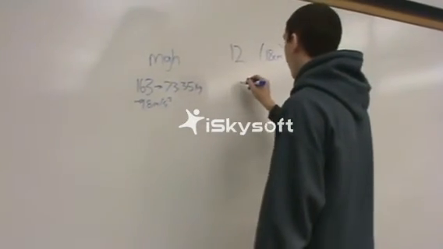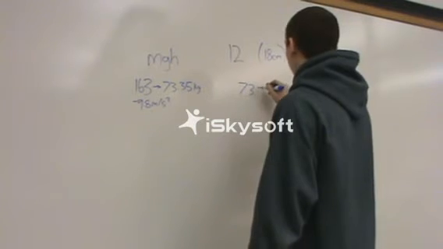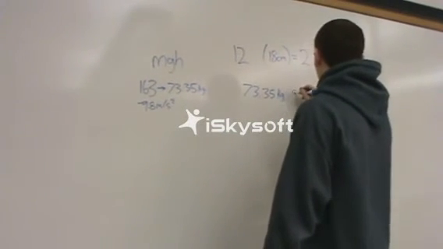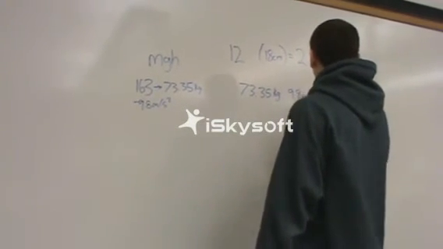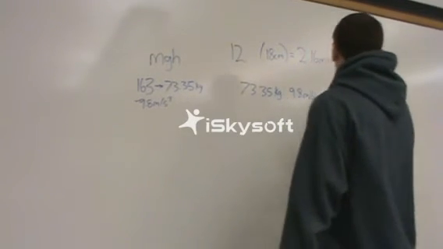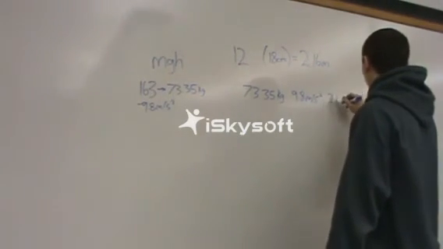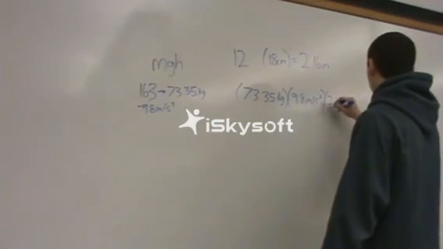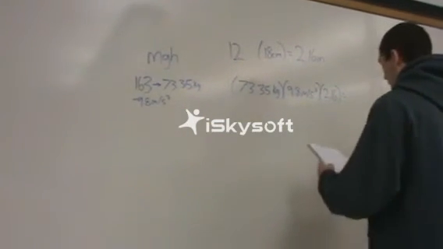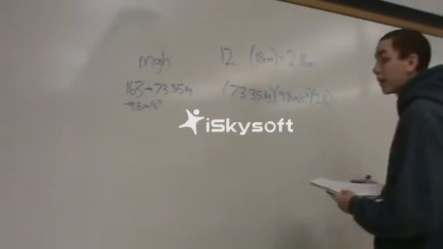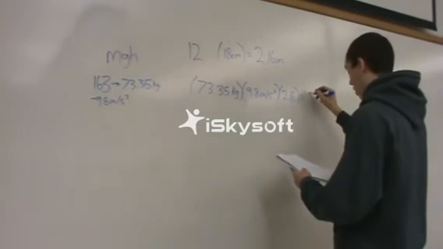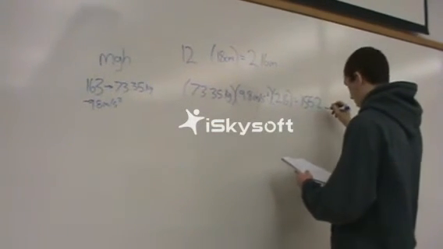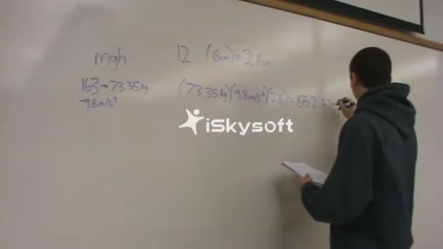So when you put it all together, it's going to be 73.35 kilograms times 9.8 meters per second squared times 2.16. And that's going to give you the total amount of work it takes to go up the stairs. So, 1552.67 joules.